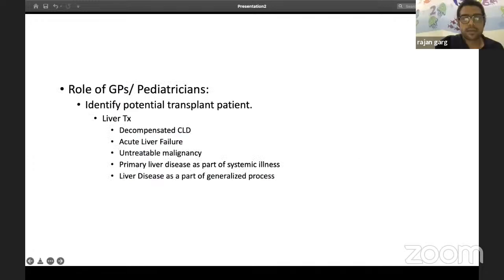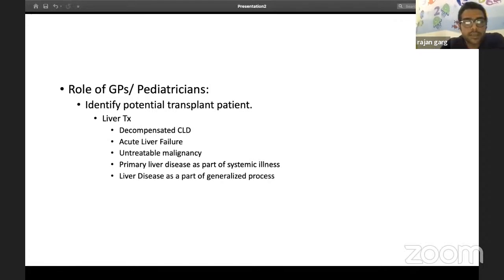Okay. So then the third part is the counseling of the parents. These are the 3 main important points which any general practitioner or pediatrician can do at their workplace.